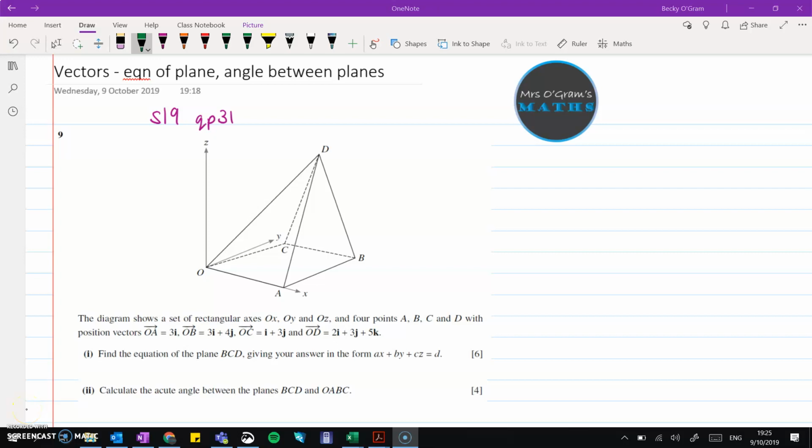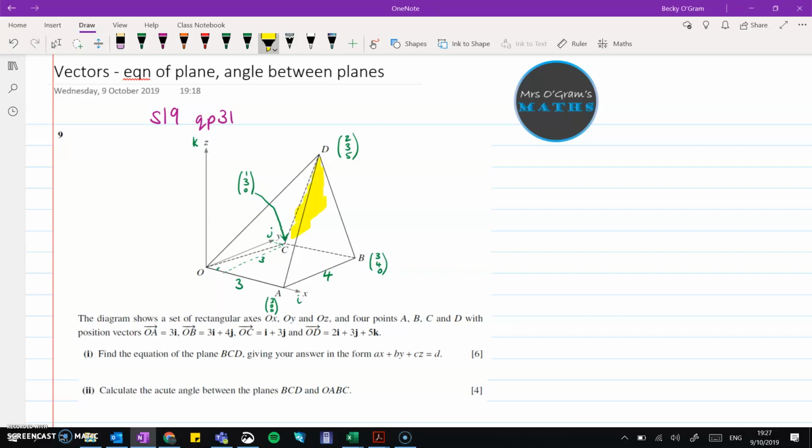Welcome to Mrs. O'Graham's Math, we are doing another vectors question. This is from the Summer 19 question paper 31, and it's question 9. Take a minute to digest the question. I am going to take a pause and put some numbers onto that diagram from the information that we're given down here in the question. And we're asked to find the equation of the plane BCD.